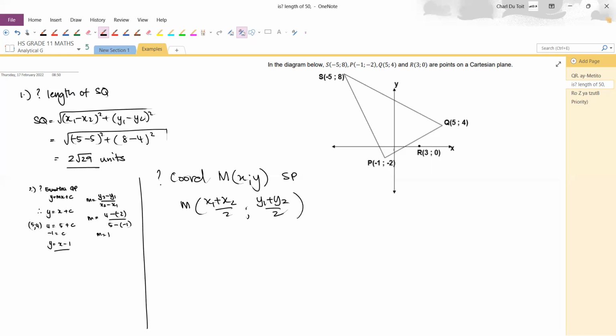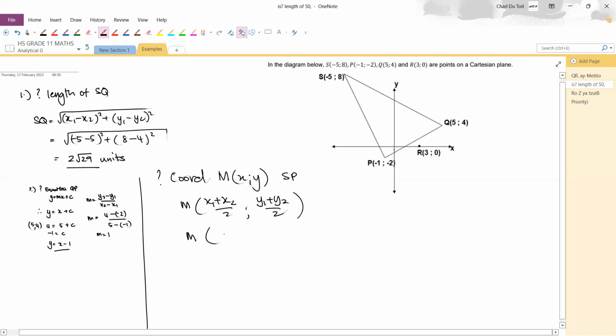Is it -3 and 3? No idea. Okay, SP. So the one x value is -5 plus the other x value is -1, over 2. And the one y value, the top one, is 8 plus -2. I'm just going to put that in brackets, it looks neater, over 2.